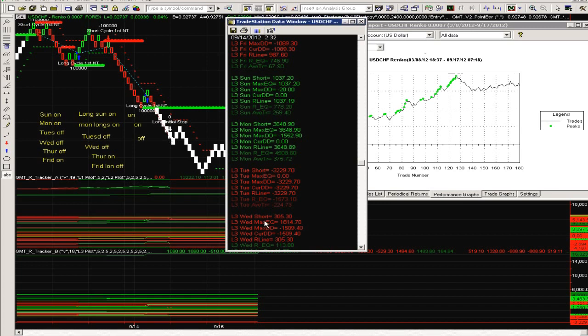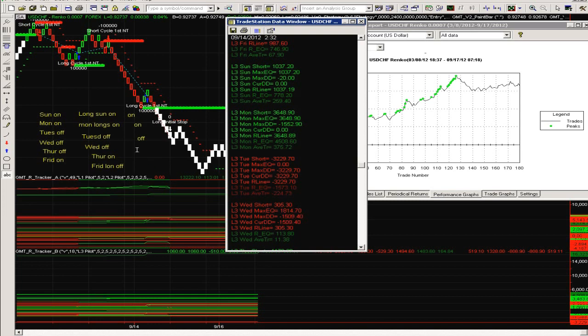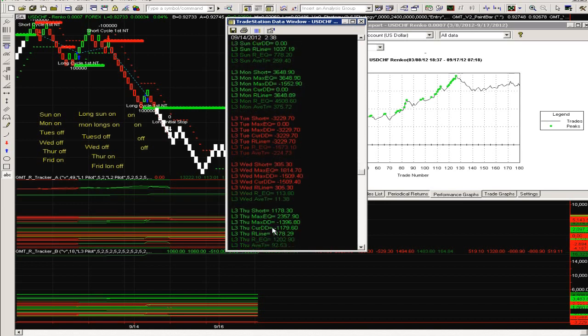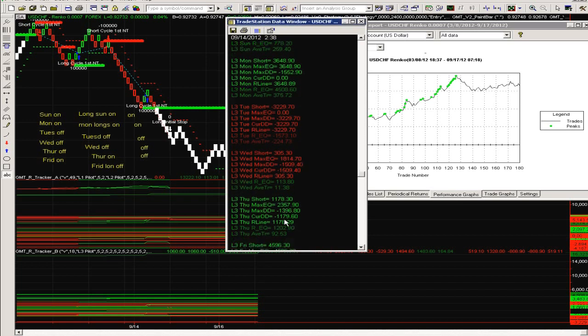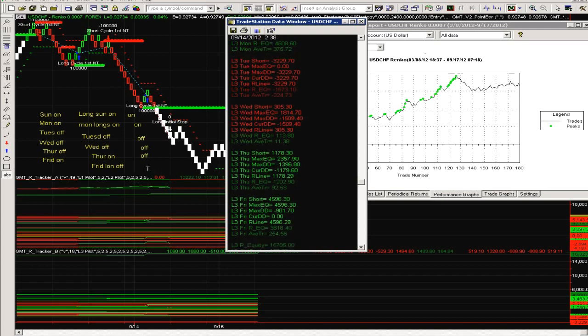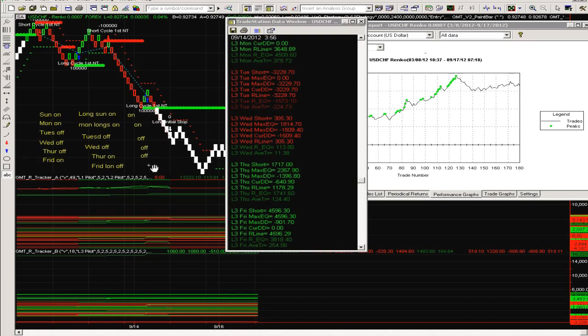And we have a look at the Wednesday shorts. The Wednesday shorts are down 1,500. So some ugly days of the week here. That is horrific. Off. Thursday's current drawdown on the short side is 1179. That's definitely got to be off. And Friday, have a look at Friday shorts. That is incredible.